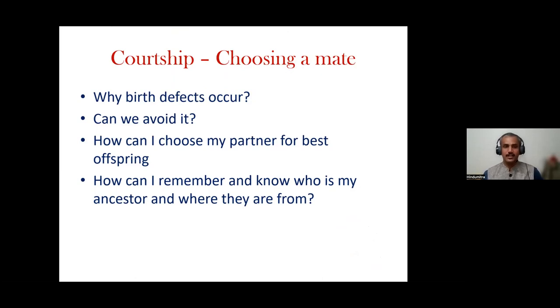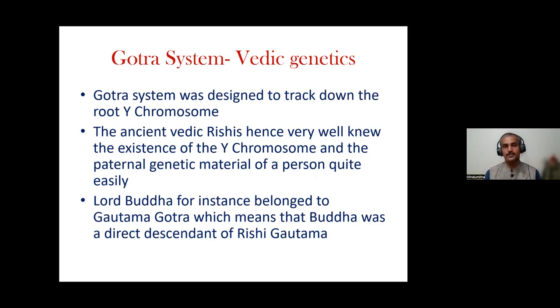Now, another interesting part is choosing the courtship, whom to marry. People have observed that in certain marriages, children were born with certain defects. So the ancestral people saw this happening and thought there must be some reason. So how to choose a partner became a science. And we followed that, and it precipitated into something called the Gotra system, which is nothing but genetics created during ancient times or Vedic times, we can say. So the Gotra system is a designation designed to track down the Y chromosomal DNA, which is the male lineage.